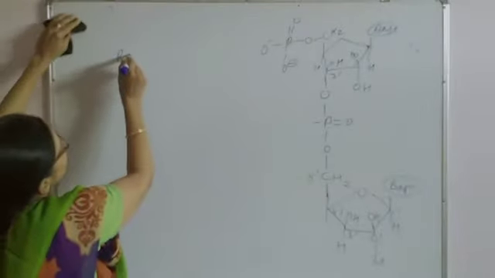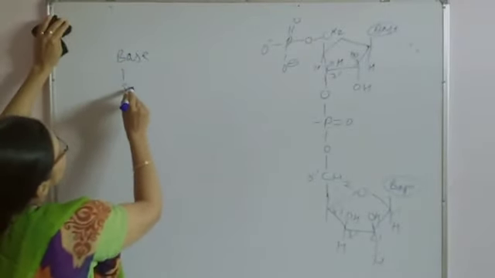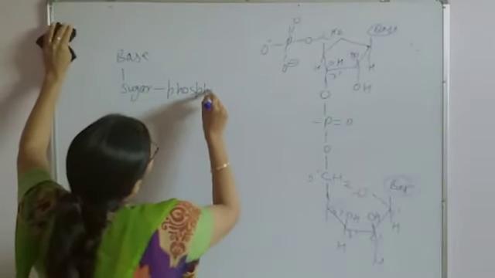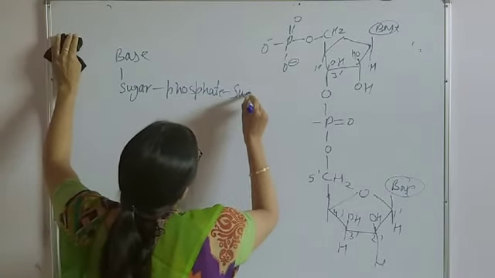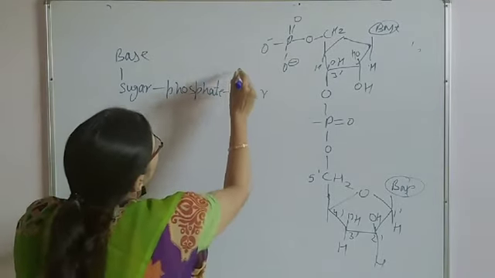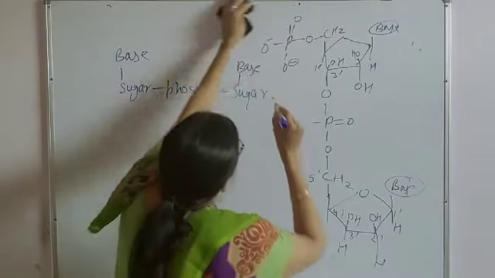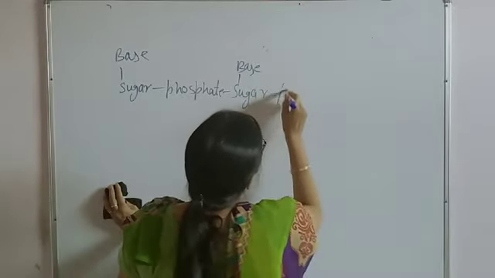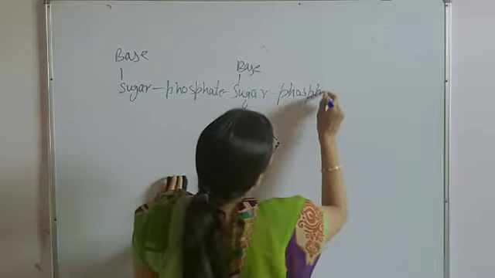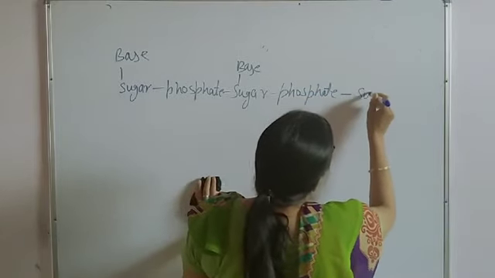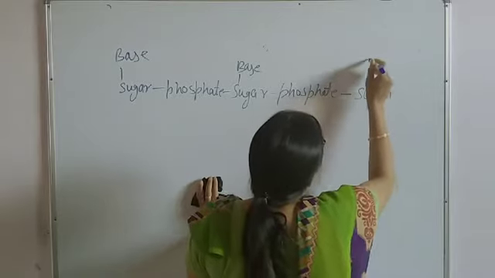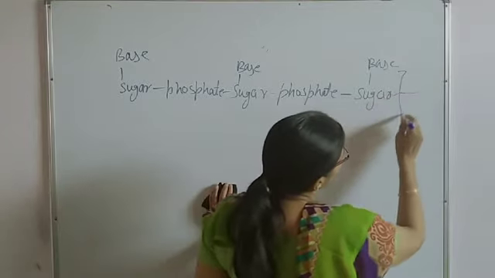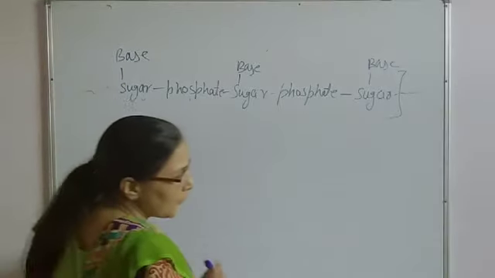So here the base, sugar is attached with phosphate, then again sugar, from this sugar again a base is attached, then again phosphate, again sugar, from sugar... this type of polymeric structure you can say that it is repeating.